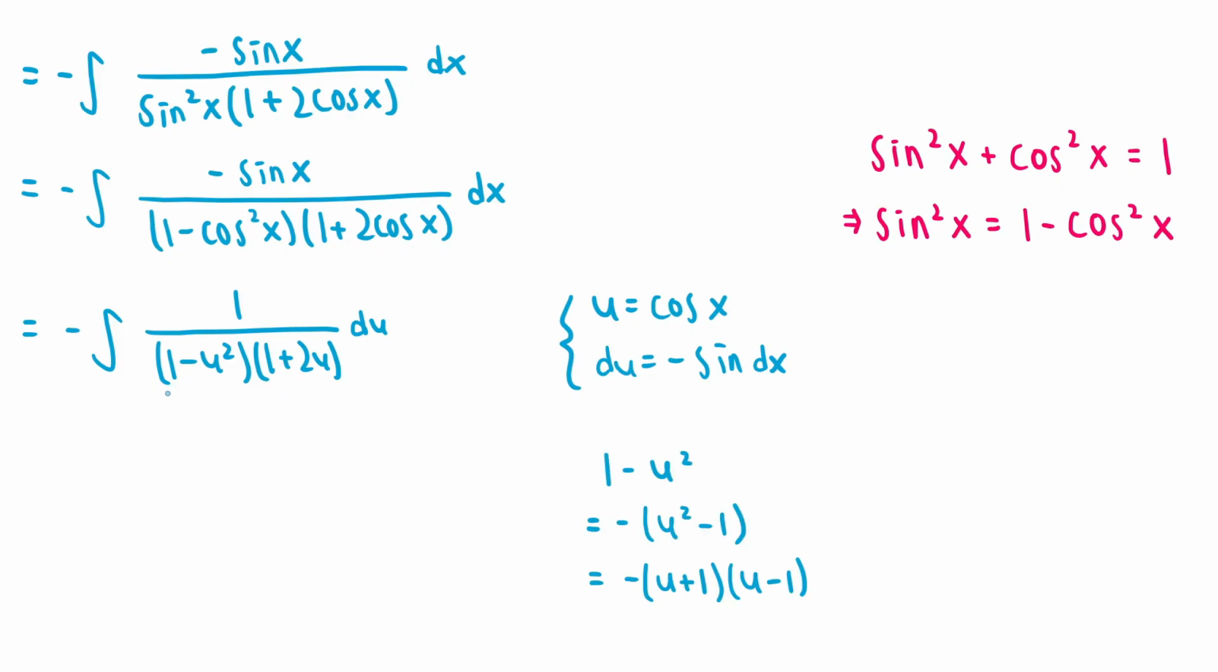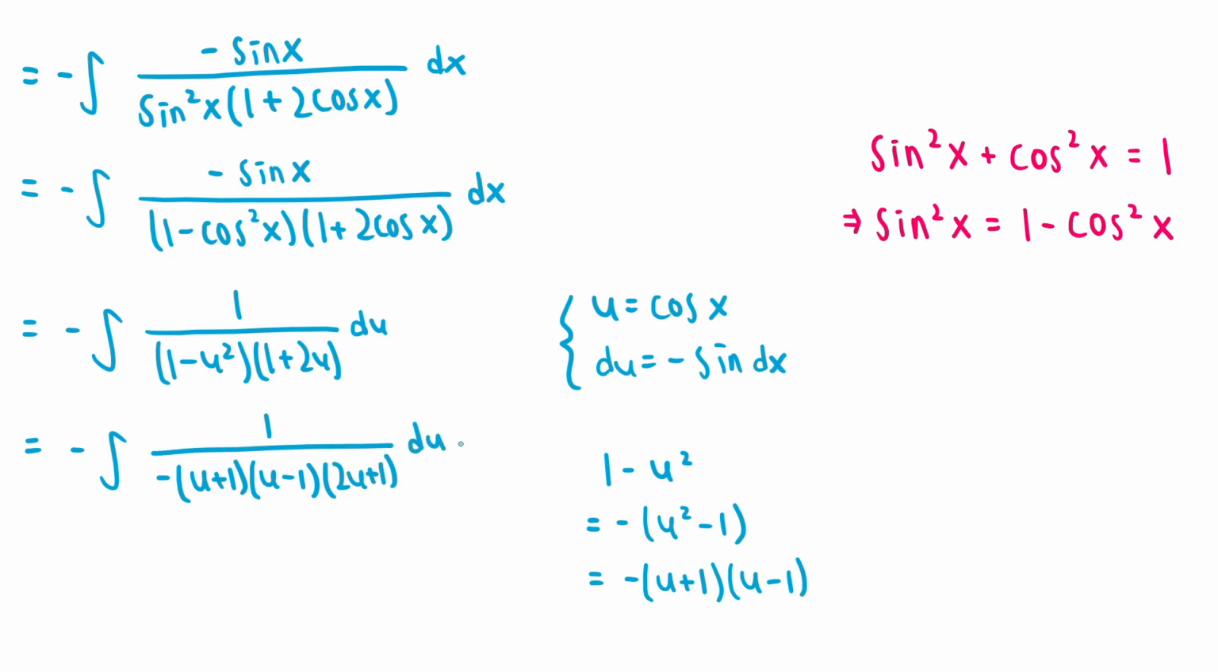So let's think about what 1 minus u squared equals for a moment. We can rewrite 1 minus u squared as negative parentheses u squared minus 1, and we can also factor u squared minus 1 as u plus 1 times u minus 1, so the entire expression is just equal to negative u plus 1 times u minus 1. So we can just rewrite the entire expression as negative integral of 1 over negative u plus 1 times u minus 1. And for the 1 plus 2u, I just want to write it as 2u plus 1. And we also have the du at the end.